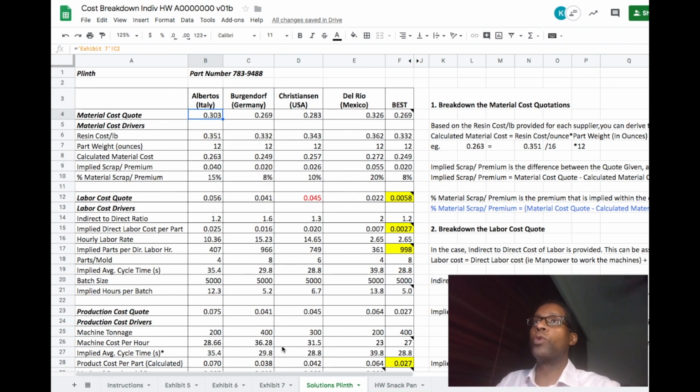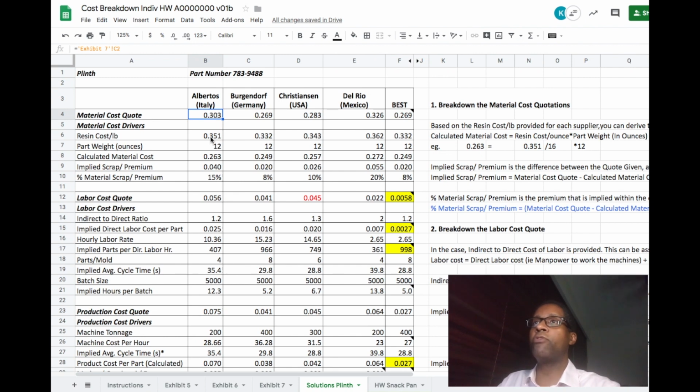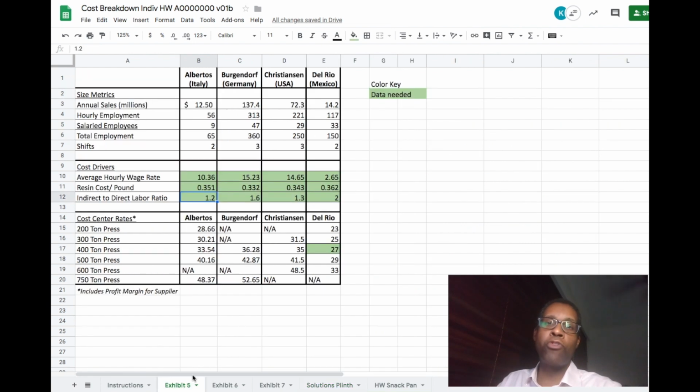So look at the first one. Here we have the material cost quote. This comes exactly from Exhibit 7, and it's coming from C2. Okay, so 0.303. Let's see what the cost drivers are. So they had given us what their resin cost was back in Exhibit 5. There it is. We might have probably gotten that from their cost of goods or some other survey with the supplier. Then how much it is per ounce, they would have part weight per ounce.